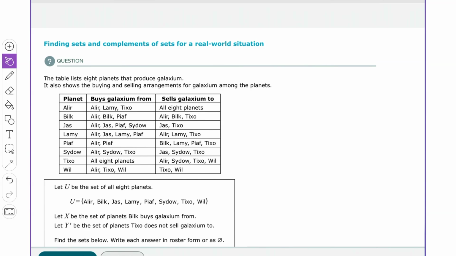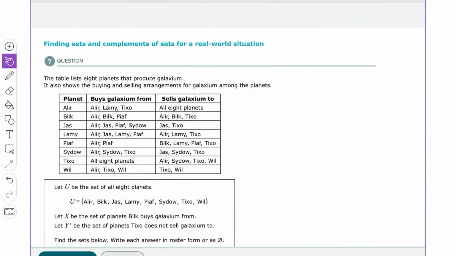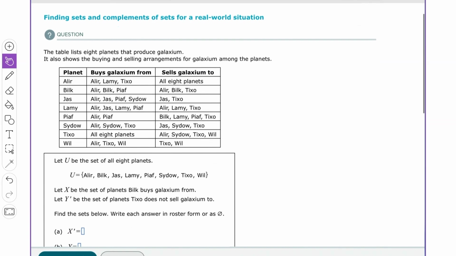Oh, and I need to lock this window. If I don't lock it, it will move all the way around. So let's lock it. Hopefully it'll sit still. Okay, right.